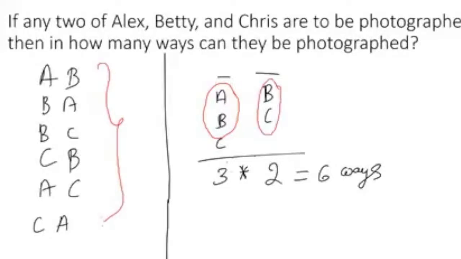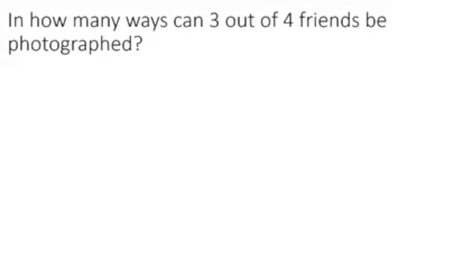Otherwise, the general method, which we will never use when the numbers are very big. In how many ways can 3 out of 4 friends be photographed? So I need to say the photograph should happen only with 3 people among the 4 people. How can I get here? So the answer is, for the first position 4 ways, next 3 ways, 2 ways, total is 24 ways here.